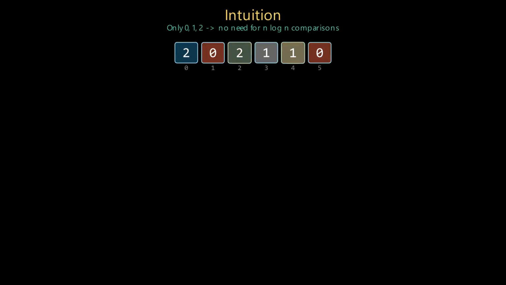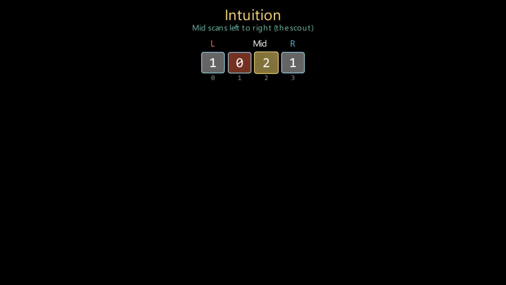General sorting compares values everywhere and often costs n log n time. Here we only have three symbols, 0, 1, and 2. We do not need a full comparison sort, we only push zeros forward and twos backward. Mid is the scout that walks left to right. It is the pointer that actively reads each cell and decides what to swap next.